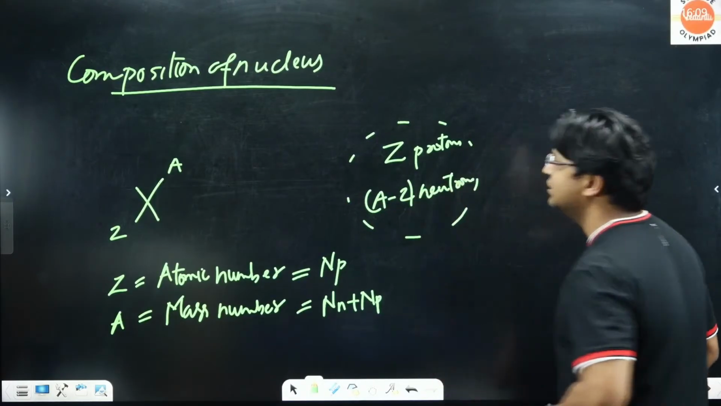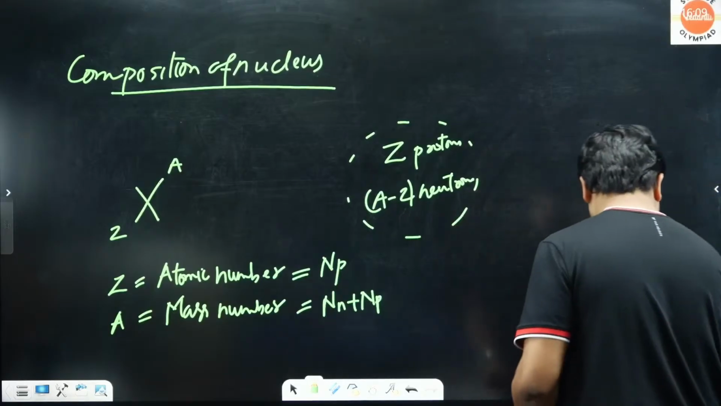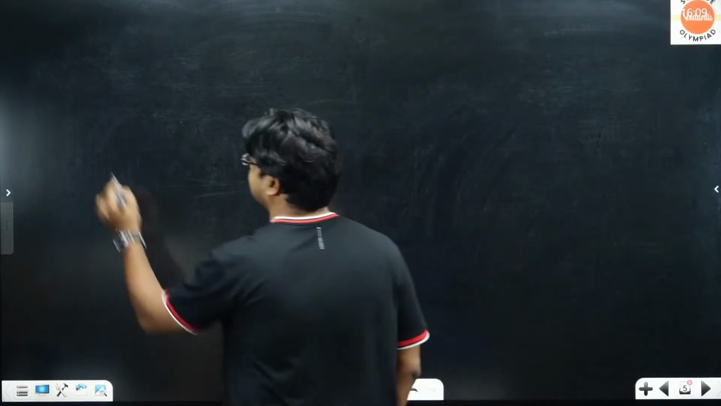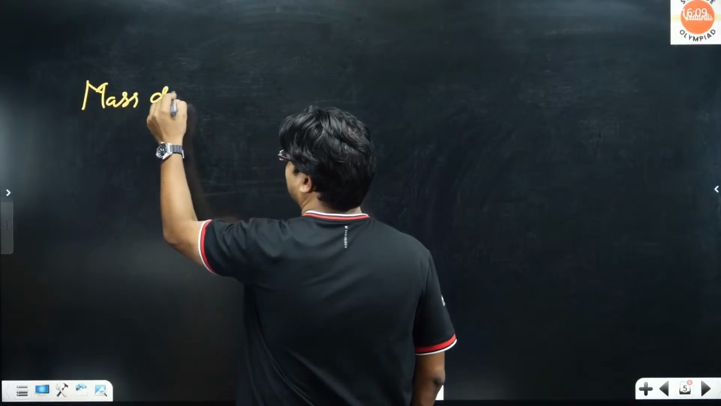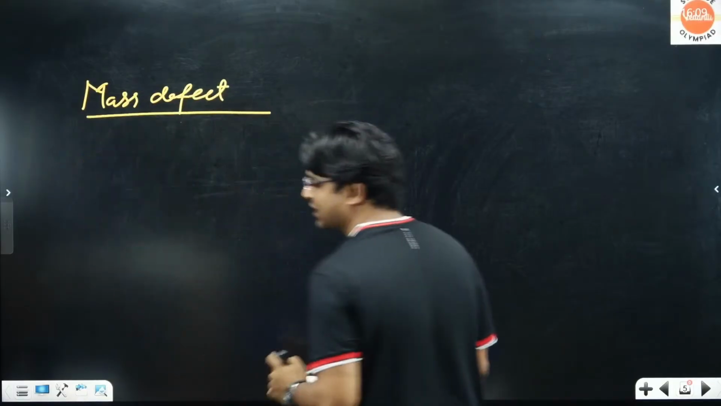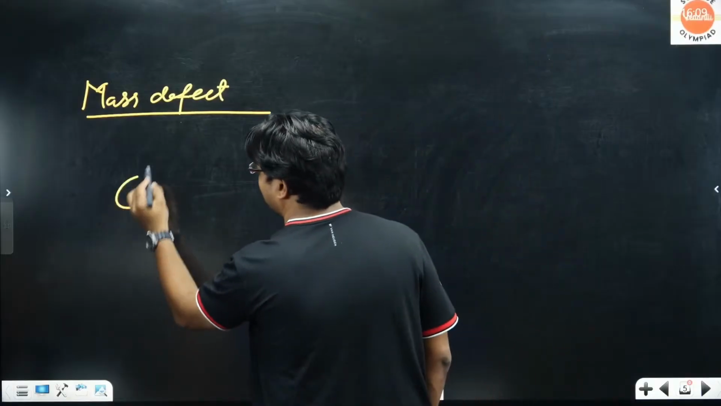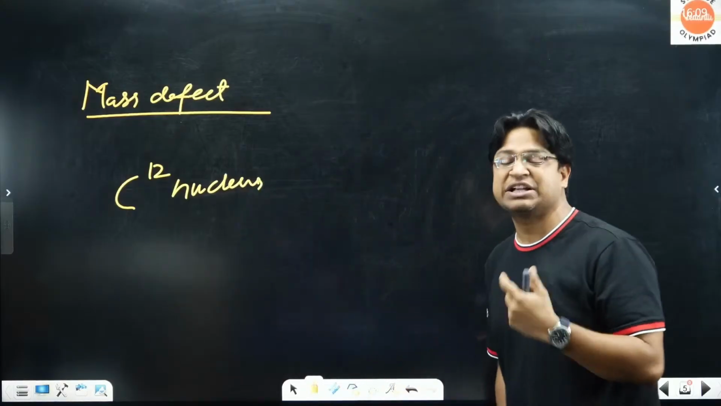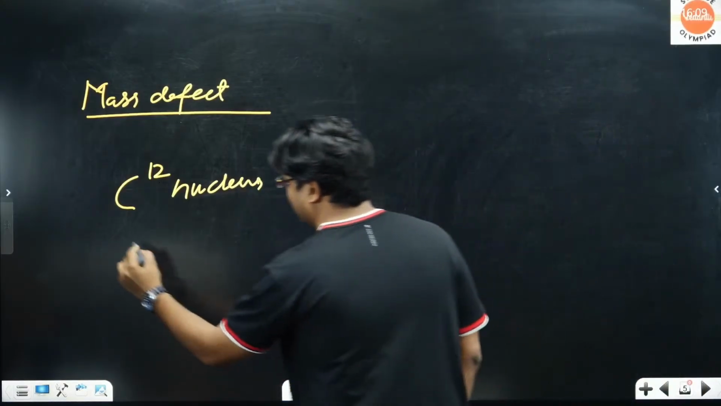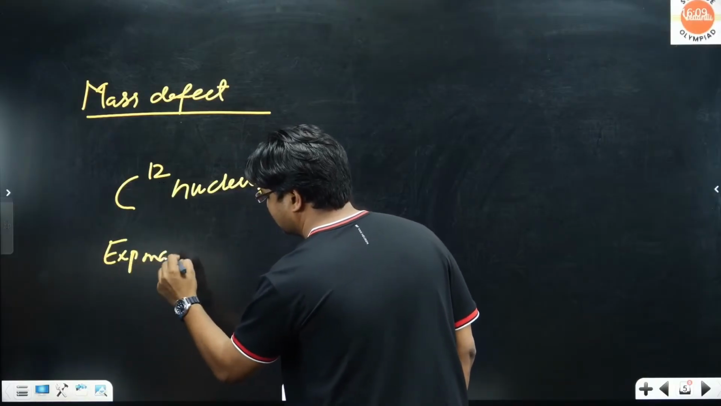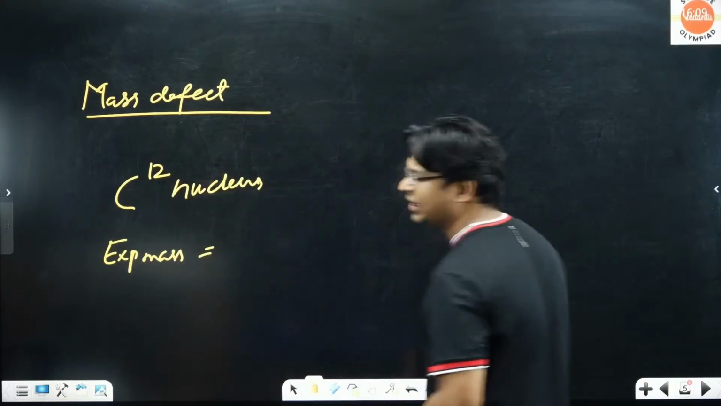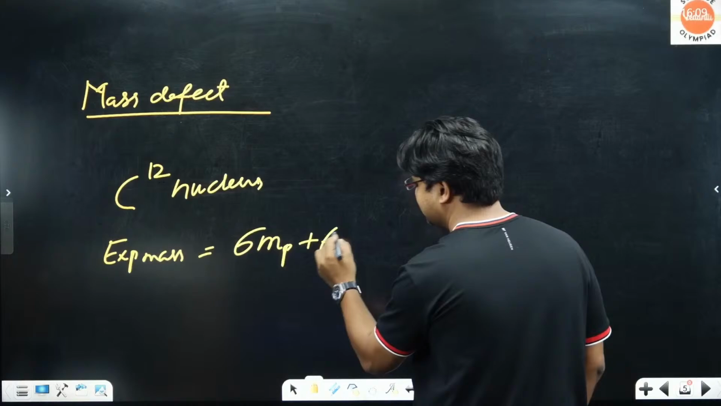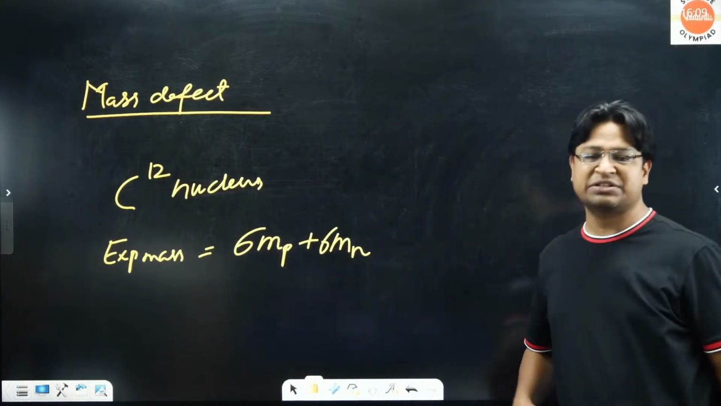Now there is something to understand here which we call mass defect. What exactly is mass defect? Let me highlight that to you. Consider a C12 nucleus. If I talk about the expected mass of this nucleus, are we going to say that it would contain 6 protons and 6 neutrons? So 6 times the mass of a proton plus 6 times the mass of a neutron. That is the expected mass of the nucleus.